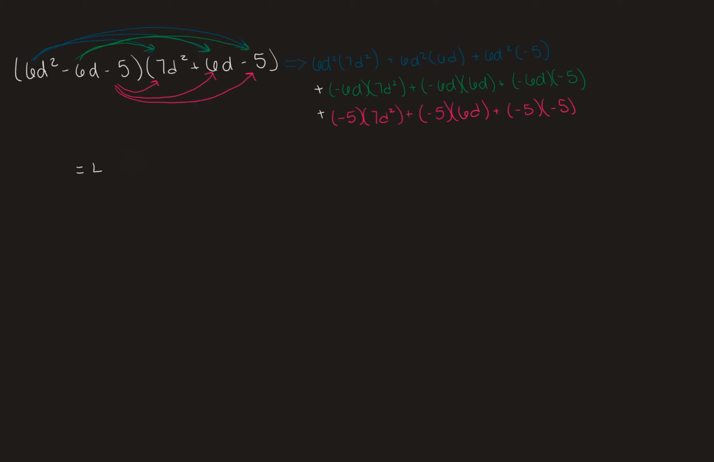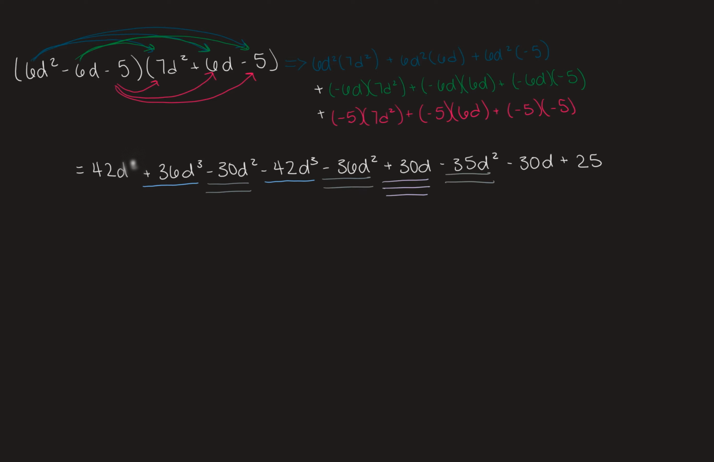Multiply that out and you get 42d to the fourth plus 36d to the third minus 30d squared minus 42d to the third minus 36d squared plus 30d minus 35d squared minus 30d plus 25. Combine your like terms and your final answer becomes 42d to the fourth minus 6d to the third minus 101d squared plus 25.